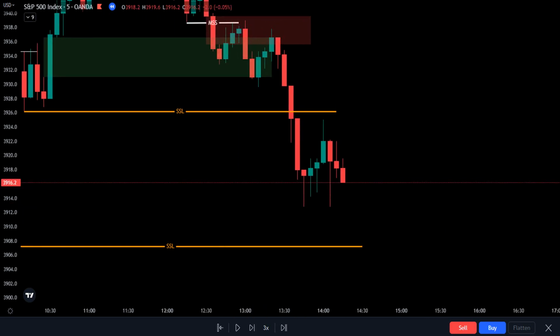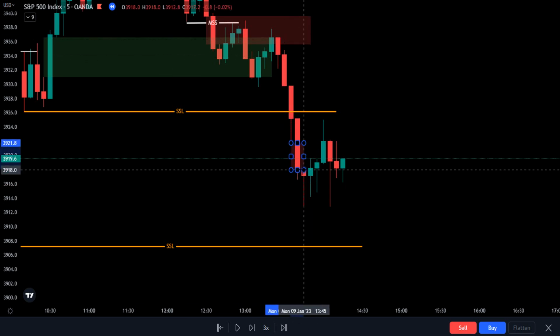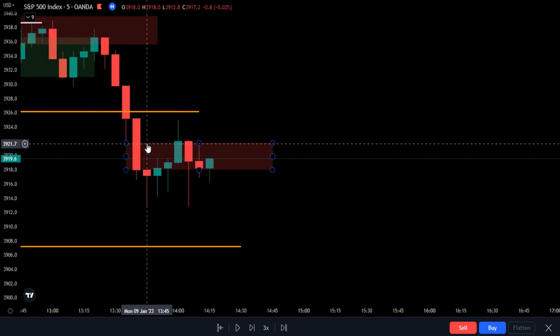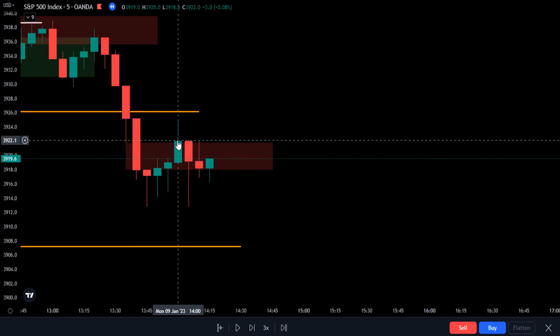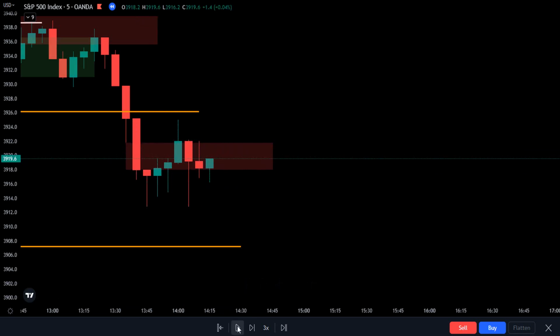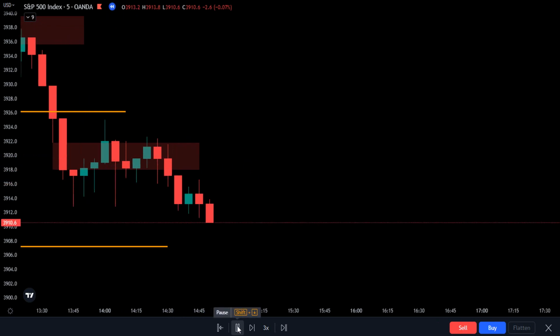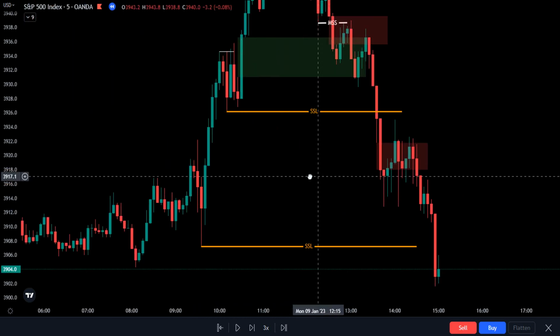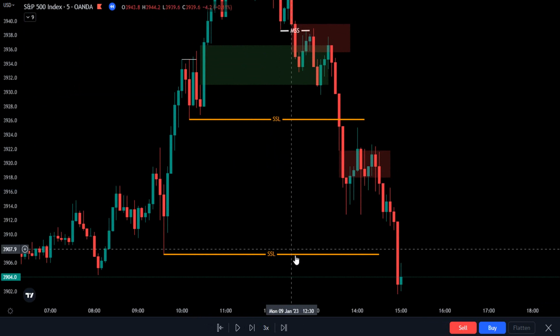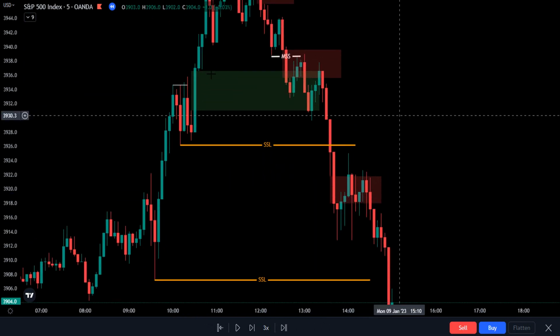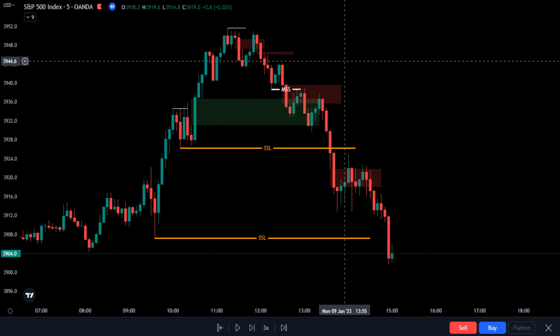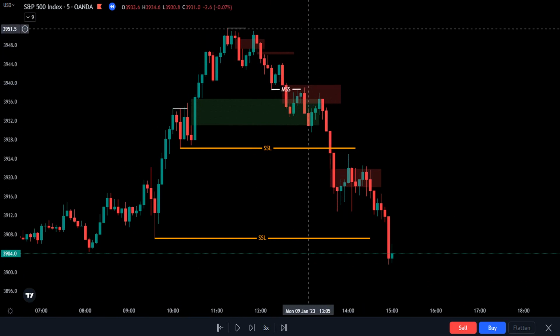Very big. Again, you have another fair value gap right there. What happens? Price comes back up and comes back down very fast. And then it hits our target. That's really all it is. It's all a mechanism that works together to give you the trade you want.